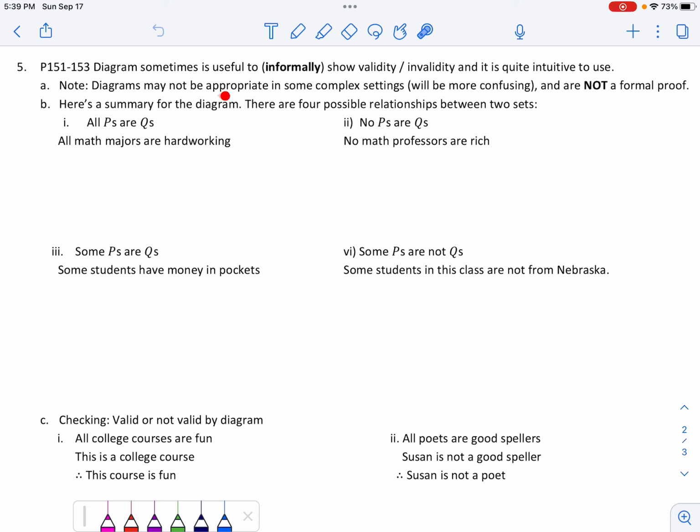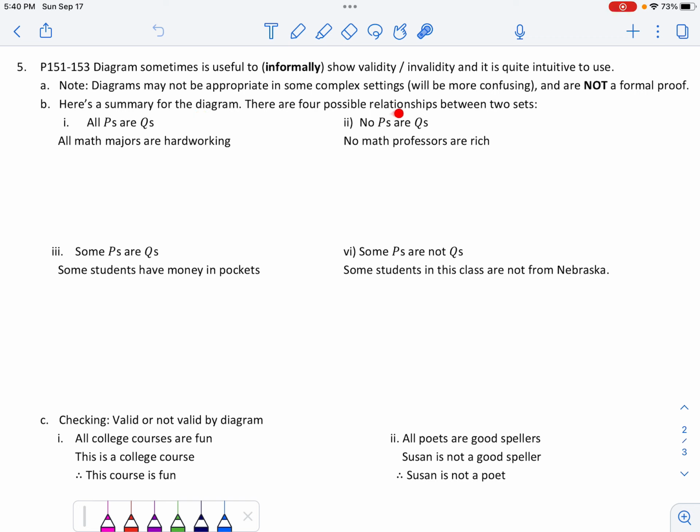But diagrams are not appropriate in some complex settings because there are going to be too many different possibilities, and sometimes they can be more confusing. And diagrams are not a formal proof. Using logic, writing words, deriving one from the other, that would be a formal proof. Here's a summary for the diagram.